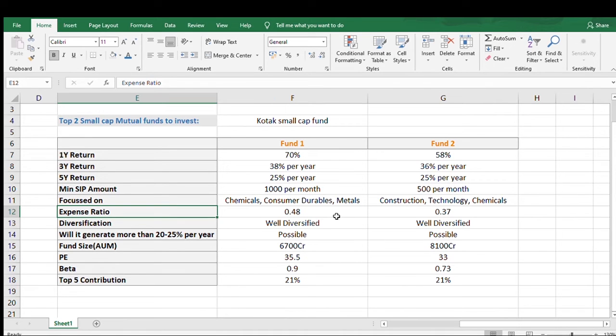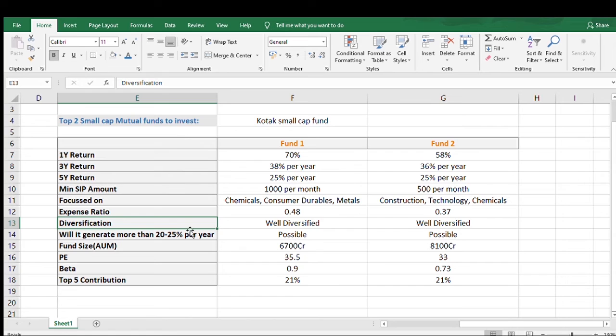Coming to the diversification, if you are investing, then we should always go with a well diversified portfolio. So if you consider both these funds, they are invested in 7 to 8 different sectors. So they have invested in chemicals, technology, metals, consumer durables, FMCG. Whenever there is a crash or something, or whenever there is a boom in a particular sector, this mutual fund will always give good returns.